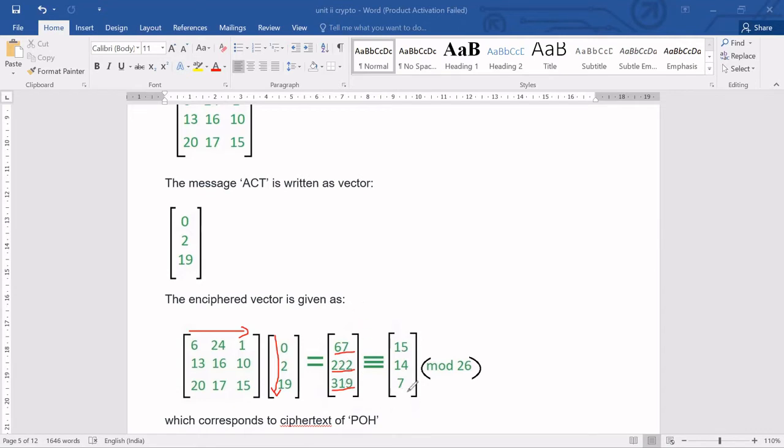corresponding letter. So what you have to do is take modulo 26, that is dividing the value by 26 and then using the remainder value, which is 15, 14 and 7, where the corresponding letters are P, O and H. So the corresponding message for this ciphertext is P, O, H.